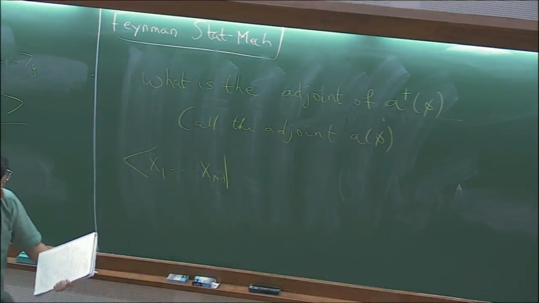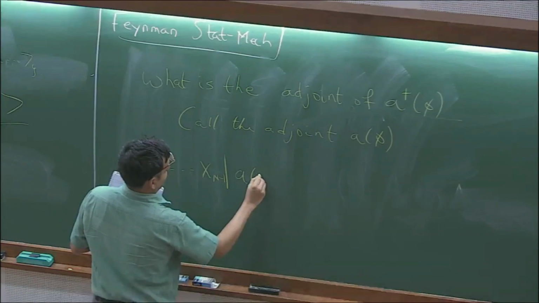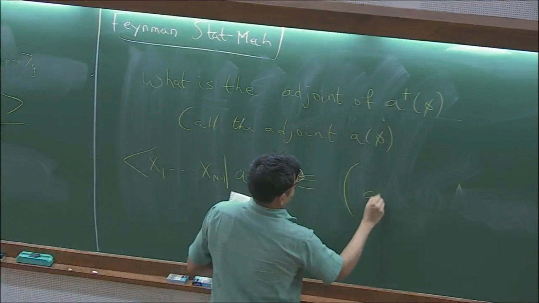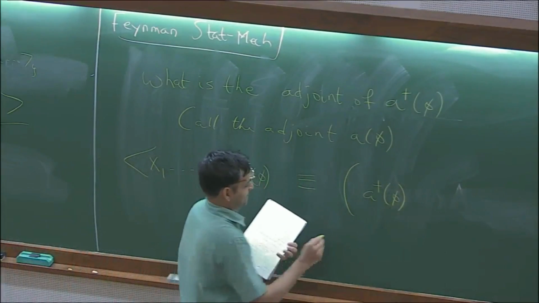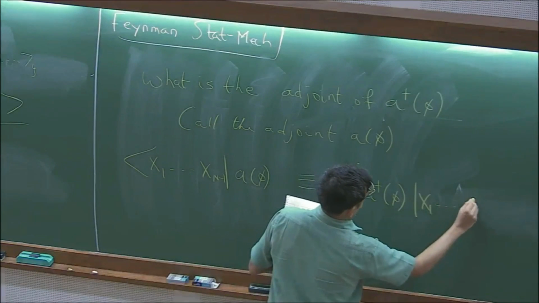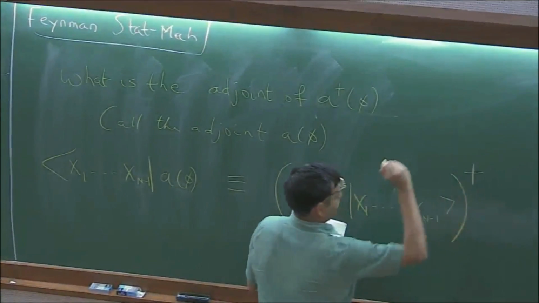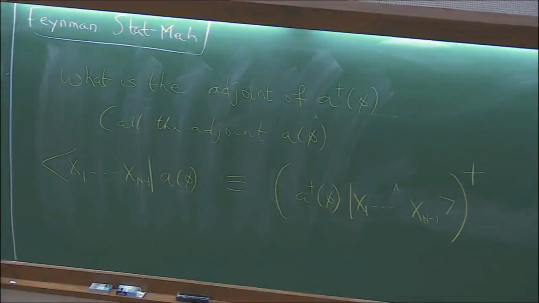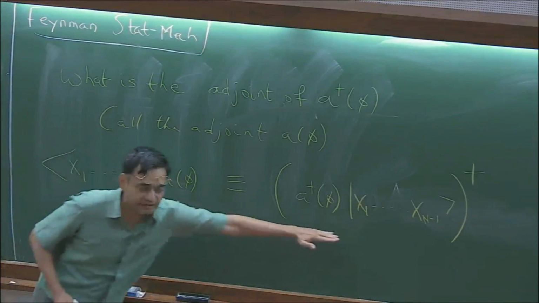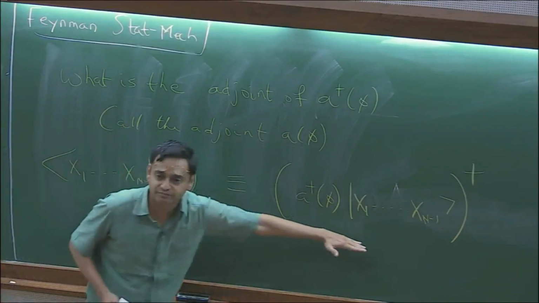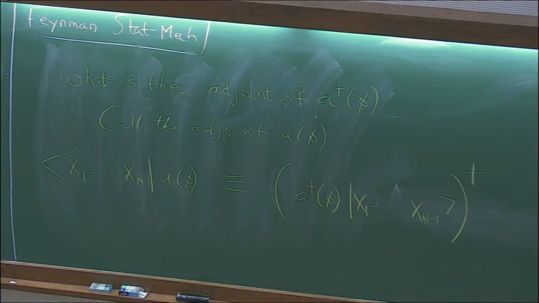N minus 1, you will see why. A of phi is by definition A dagger of phi, correct? This is by definition. If you want something which is the adjoint of A, it must satisfy this equation. Okay? Now take the overlap of this with your n particle state psi. So let's do that here.